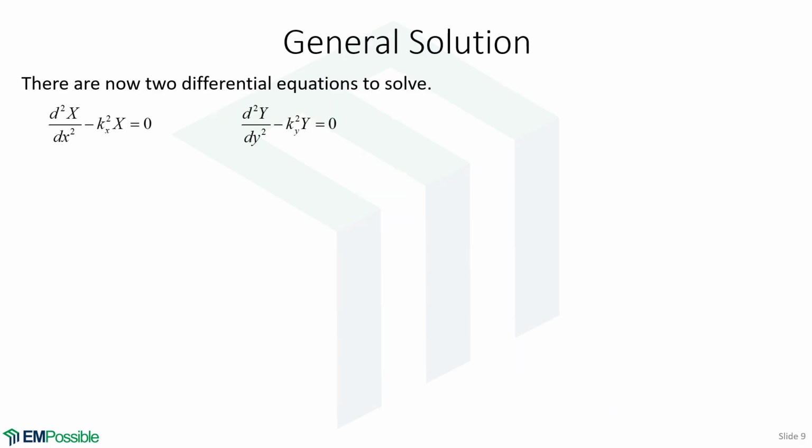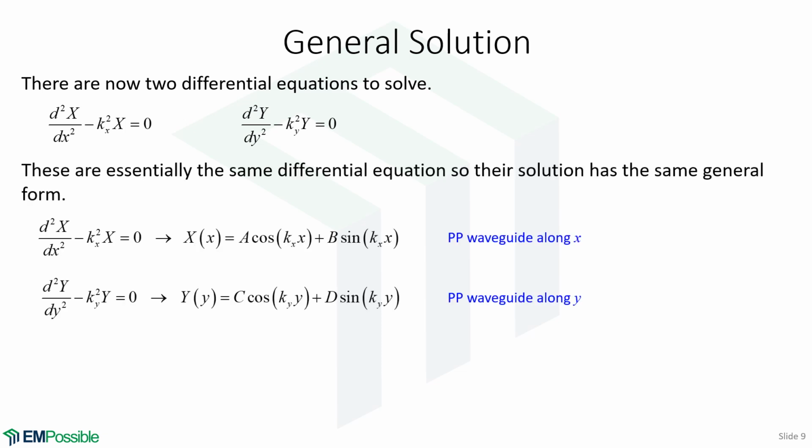So we have two differential equations to solve. We've actually already solved these. We solved these when we looked at the parallel plate waveguide. So we know their solutions. We know it's a cosine plus a sine. And we can just go ahead and write that immediately.